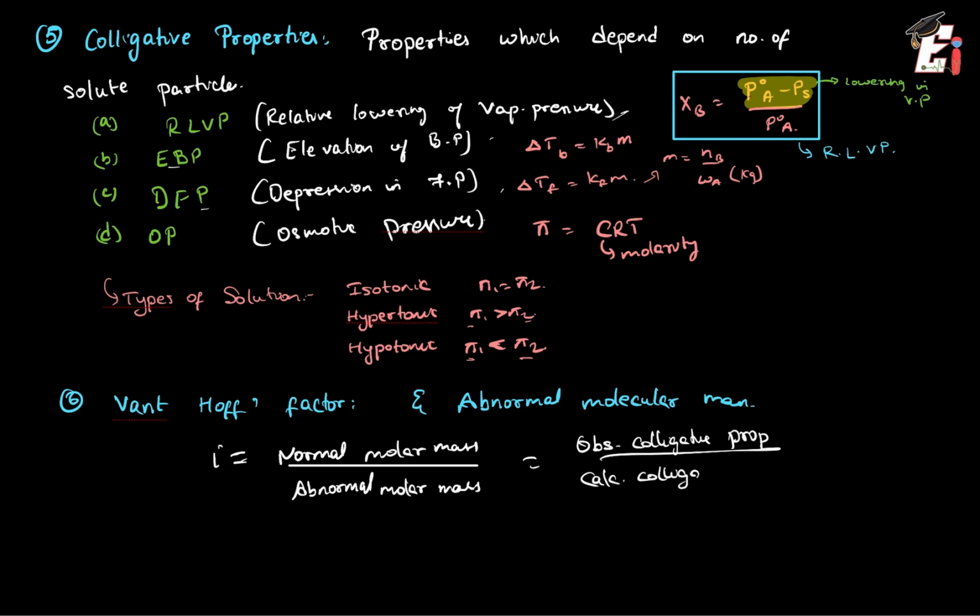By calculation, what you are getting, or the total number of moles after association or dissociation divided by the total number of moles before association or dissociation. So that is the concept.